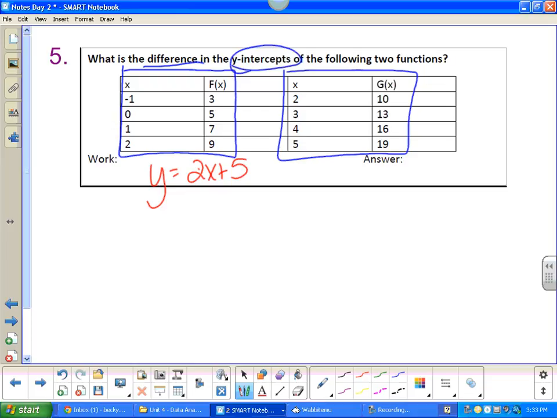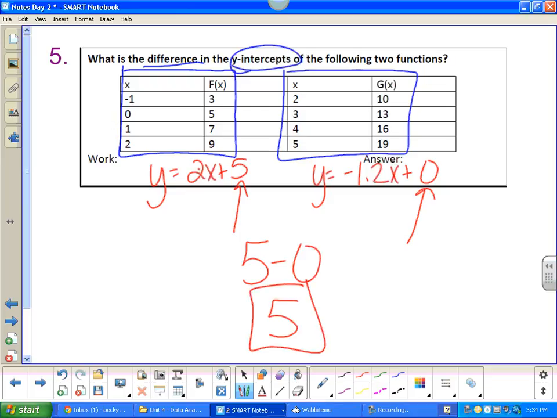And then I'm going to do the same thing for g of x. And just to save us some time, I'm just going to tell you that that one's a negative 1.2x plus 0. And that's just from plugging it into our calculator. I'm subtracting the y-intercepts, so that's that and that. There's no subtracted from, so I don't flip anything around. So it's just 5 minus 0, which is 5.